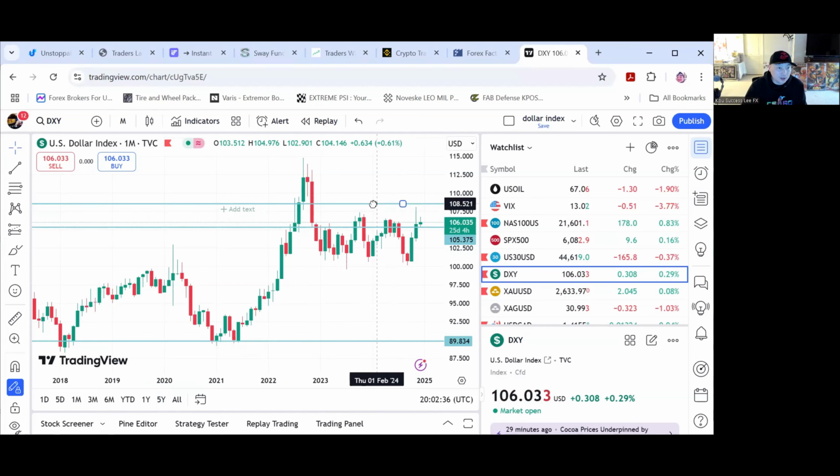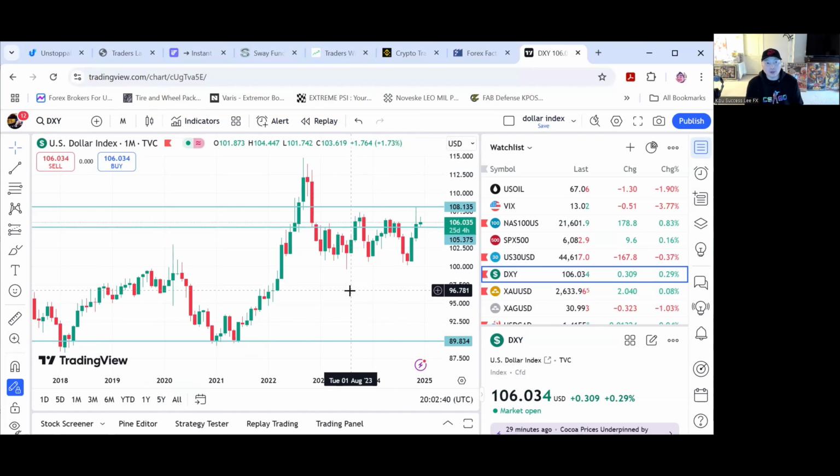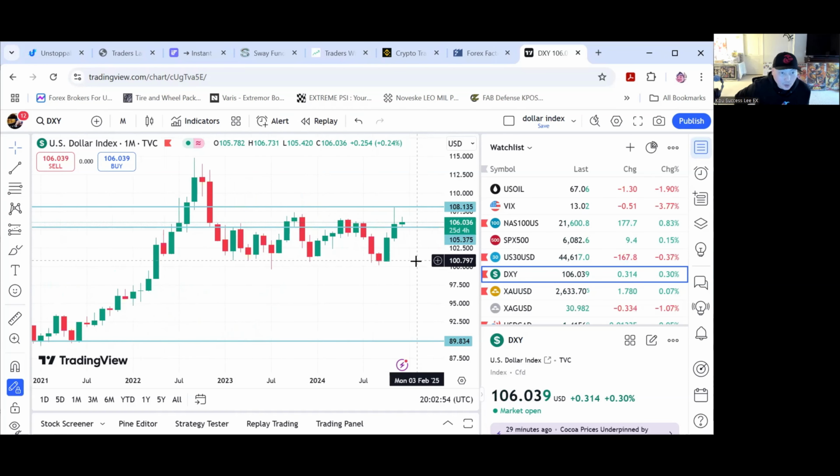I'm going to pin the wick here, the previous monthly candle, 108.135. This is all on TradingView. Where it's sitting right now, this candle itself, is at 106.036. So we're still in a new month, but the last month closed out with half its candle going down, right? So an inverted hammer pin candle here.